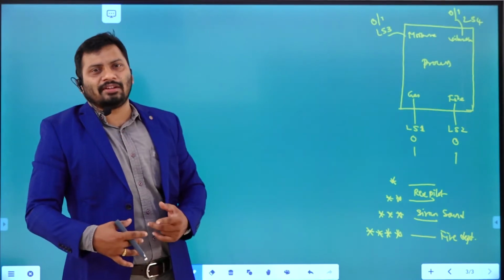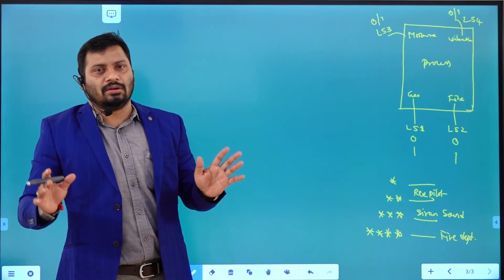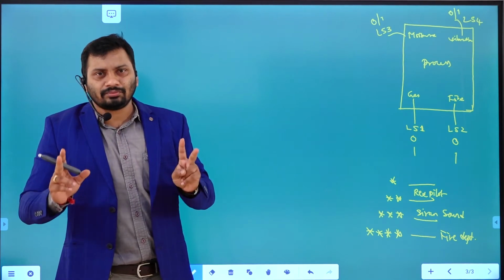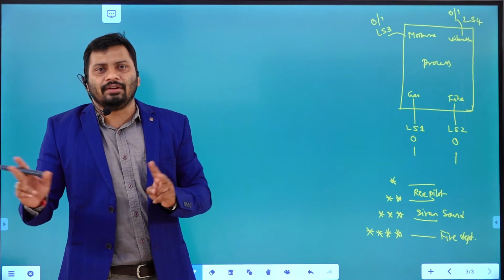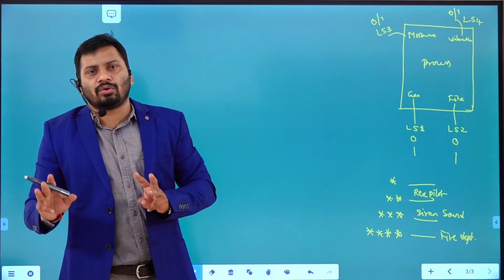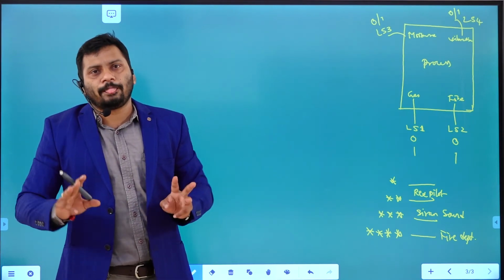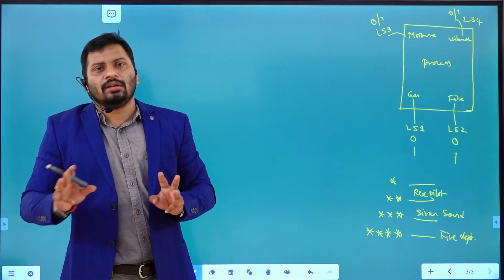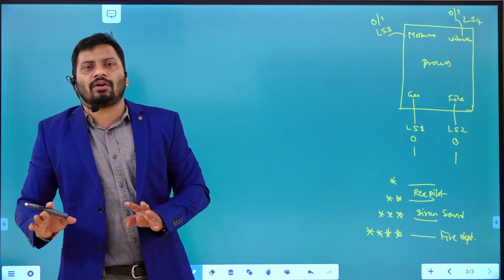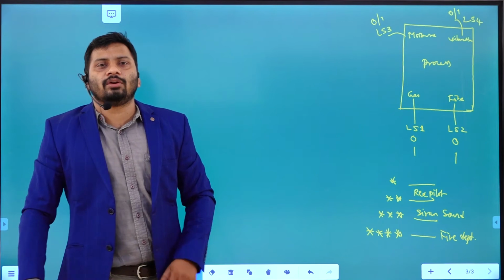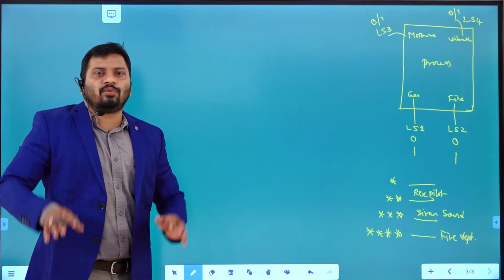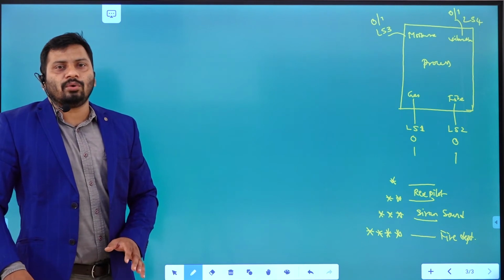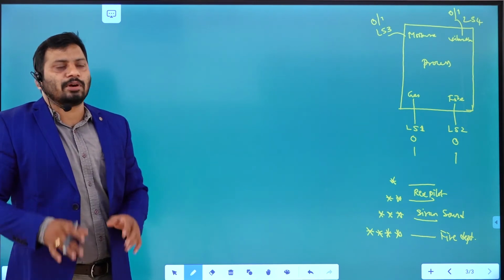If one parameter is out of control, I don't want to bother. If 2 parameters are out of control, then I want to give some indication with the light, right? If 3 parameters are out of control, then I want to give some sound, right? If 4 parameters are out of control, then I want to communicate directly to the fire department. Like that I want to plan, right? For that I want to write a program for this particular PLC.